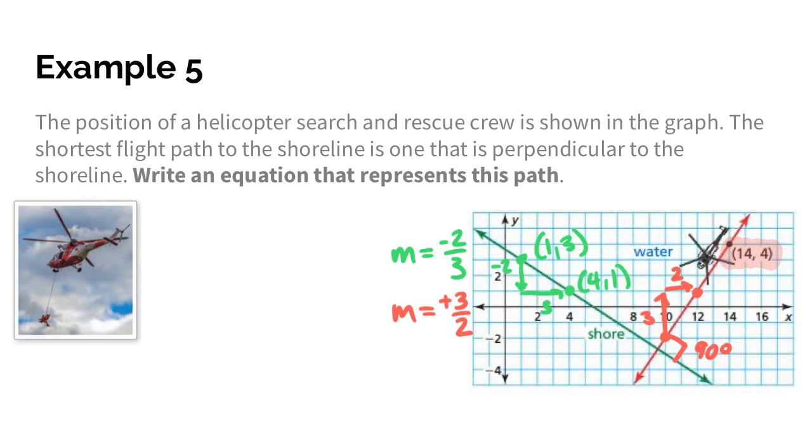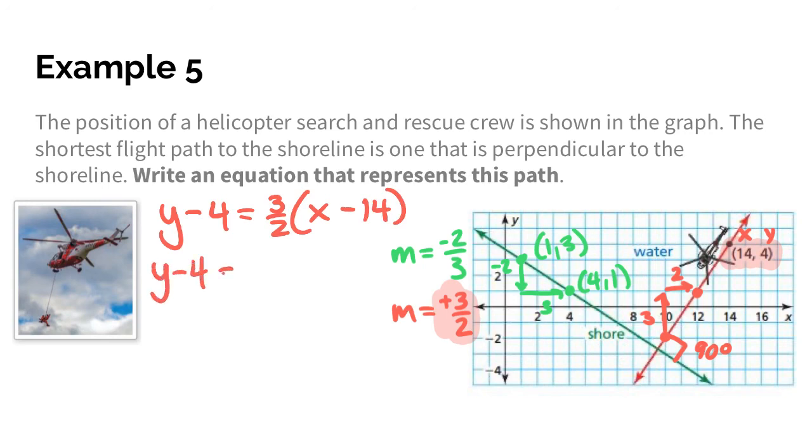Now to write the equation of this path, I'm going to take the slope of 3 over 2 and my point, and I'm going to use point slope form like we've been doing. So again, it's going to be y minus my y value, which is 4, equals m, which is 3 over 2, times x minus the x value, which is 14. And I'm going to get y minus 4 equals 3/2 x, and then 3 halves times 14 would be 21, so minus 21.